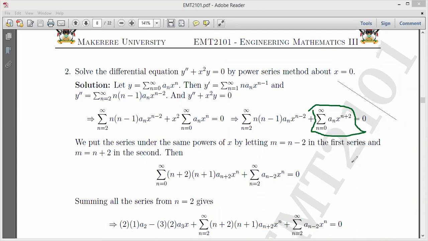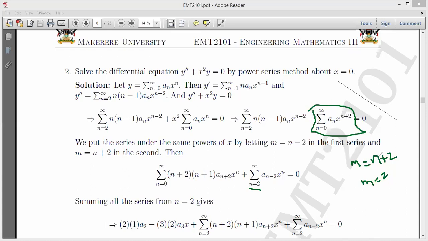Now for this, we will let m be equal to n plus 2. But remember, if you let this be m, which is n plus 2, what is n? N is 0. So it means m will run from 2. Why? N is 0. N here is 0. M runs from 2. That's why you see what was n equal to 0 has become n equal to 2. I think we are clear there.